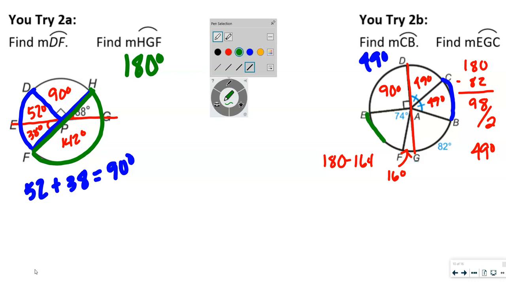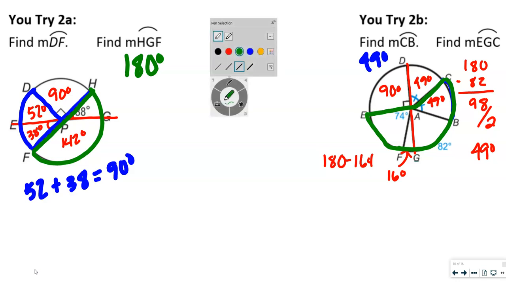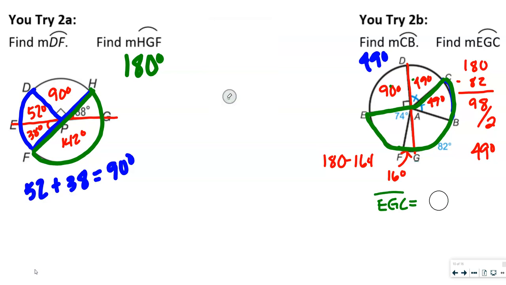And then we've got arc EGC. So EG all the way up to C right there, okay? So two ways we could do this one. We could add the 74, the 16, the 82, and the 49. Or we could subtract from it 139, right? And how did I get that? I got that by combining these two pieces right here. So to find EGC, I could have done 180. No, sorry, 360 minus my 139, and that's 221 degrees, y'all.